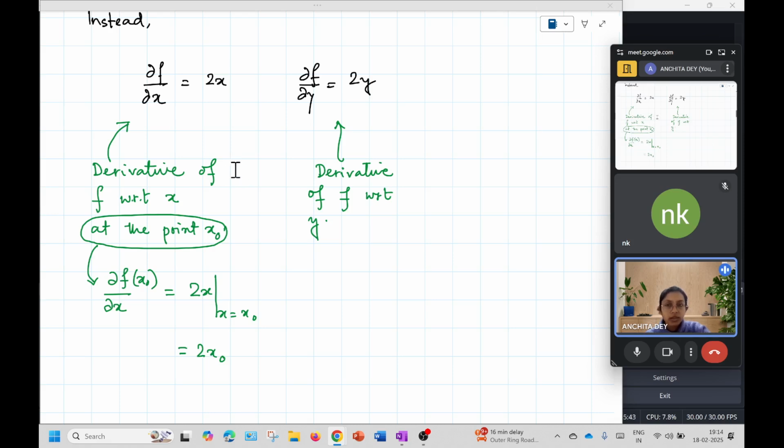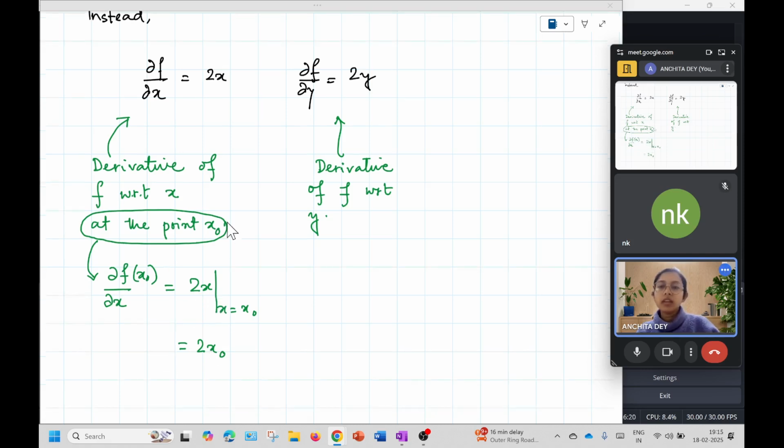In fact, once we find the derivatives, we actually evaluate them at a given point. Say we have to evaluate the derivative of f with respect to x at the point x naught. Then twice x is evaluated when x is equal to x naught, and the answer would be twice x naught. Say we want the derivative of f with respect to x at x equal to 3. Instead of x, you put 3 and you have 2 into 3, which is equal to 6.